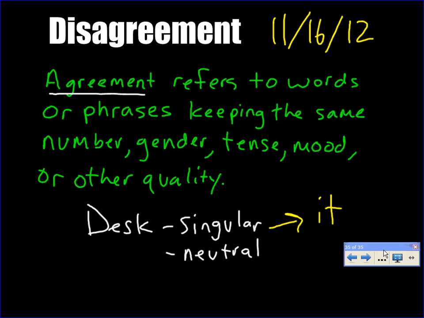Now they agree. Why? Because they have the same number and the same gender. That's agreement. The desk, she is blue. What has just disagreed? What quality has disagreed, Shane? The gender, because I've gone from gender neutral to gender female, or feminine, I should say. Disagreement problems happen when there's some quality between two words or phrases that must be the same. And you know this in English, even though you don't reflect on it.